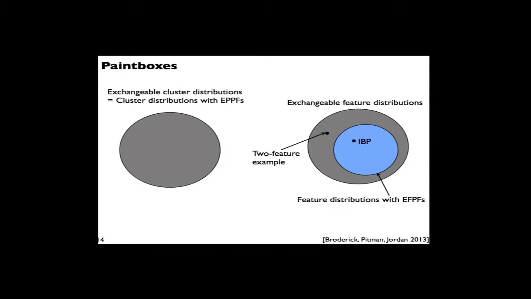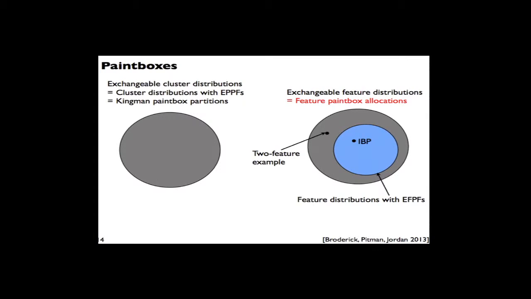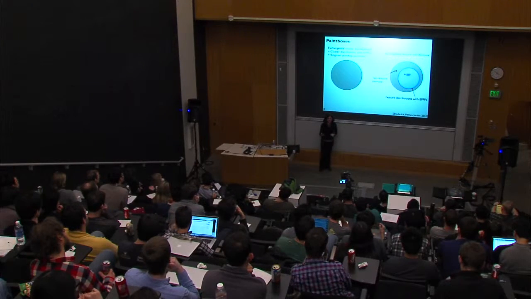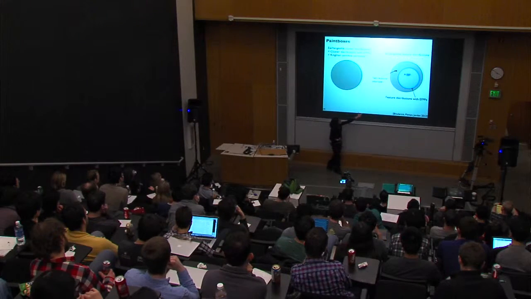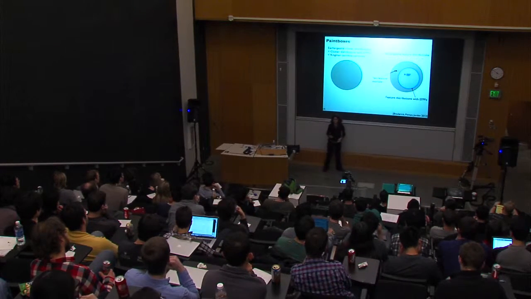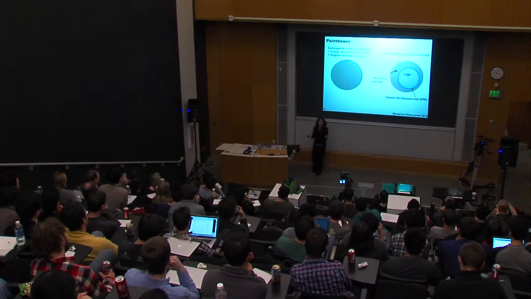OK, so this was sort of the goal. We knew that exchangeable cluster distributions could be represented with Kingman paint boxes. And now we know that exchangeable feature distributions can be represented with feature paint boxes. And so we can actually go back and ask the question, well, we know the IBP in the two-feature example must have feature paint boxes. What are they? And does it lend some insight into what's going on with this EFPF?